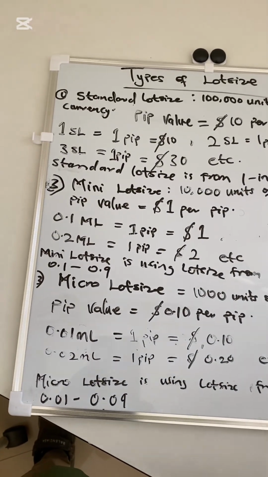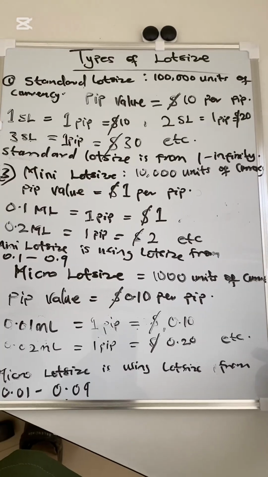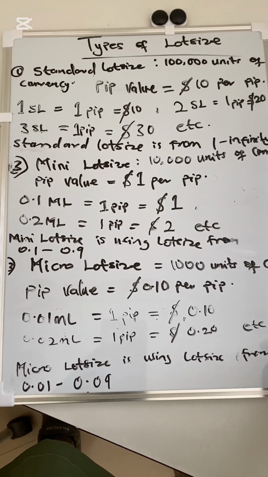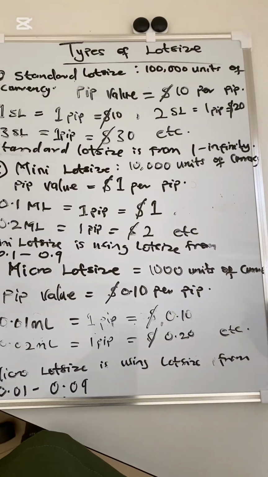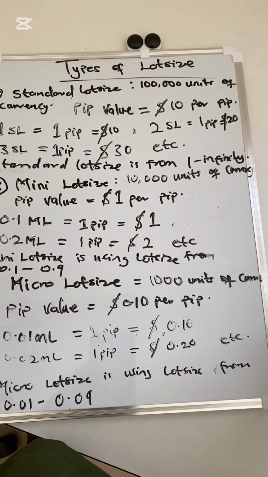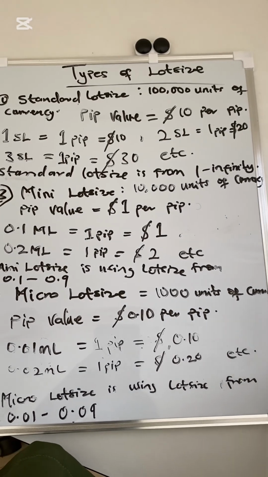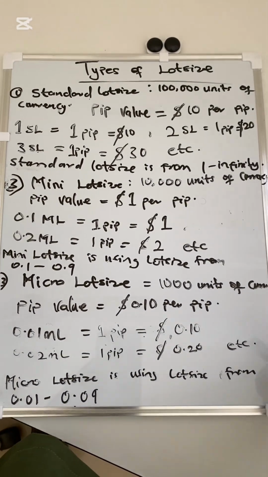Now if you have an account size of 100 USD, then you qualify to use what you call a micro lot size, and not even all the micro. You have to use a micro lot size even below 0.05, so that you will not blow your account.